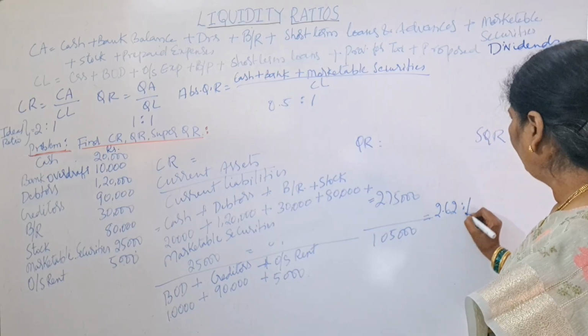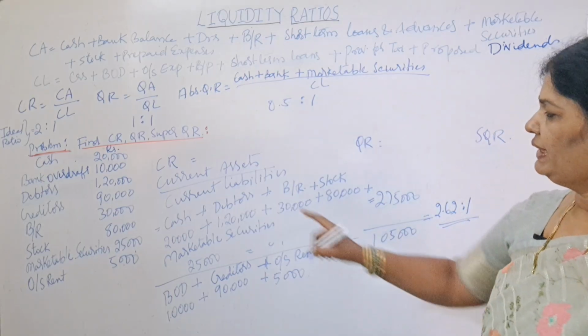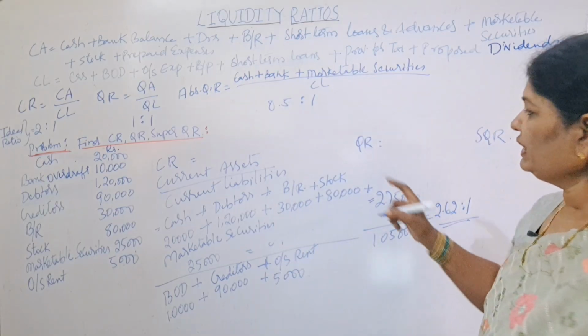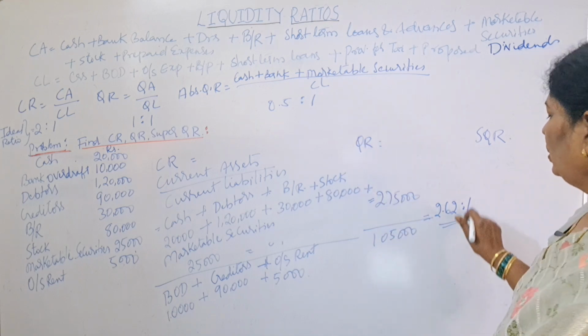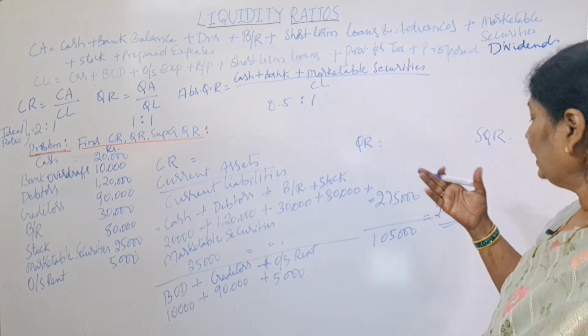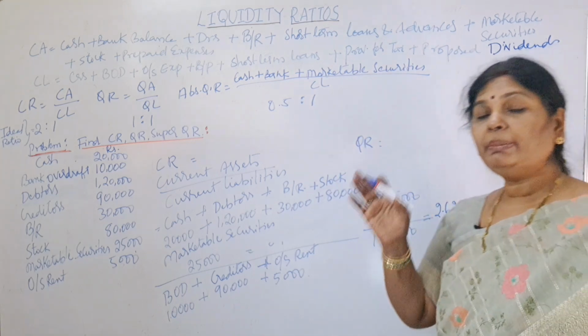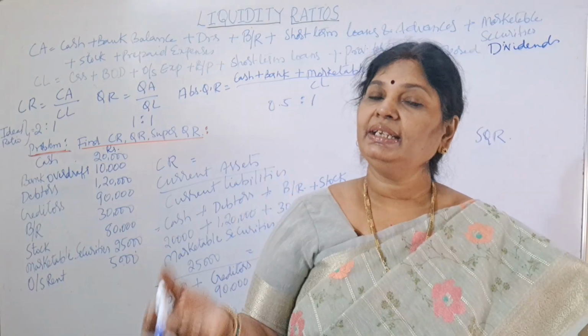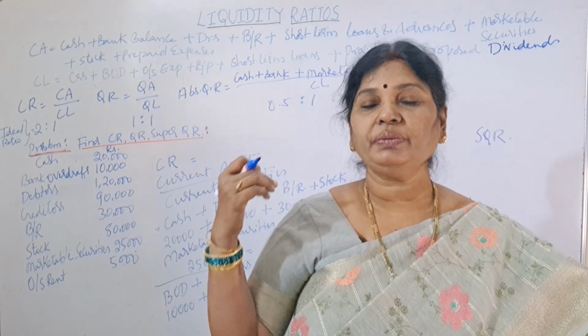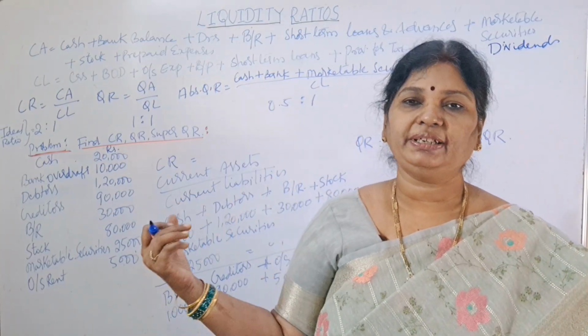2.62 is to 1. But what is our ideal ratio? Ideal ratio is 2 is to 1. So our current assets are more than our current liabilities. Remember, we should not have excess current assets also. So we can maintain the ideal ratio of 2 is to 1.